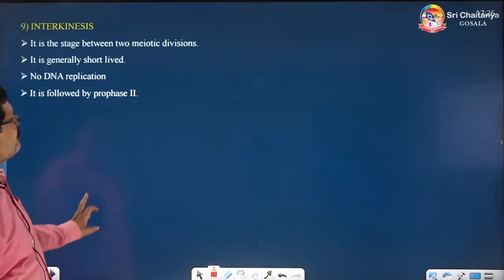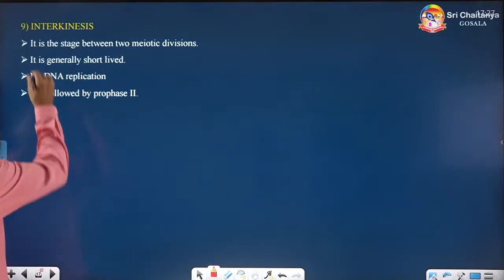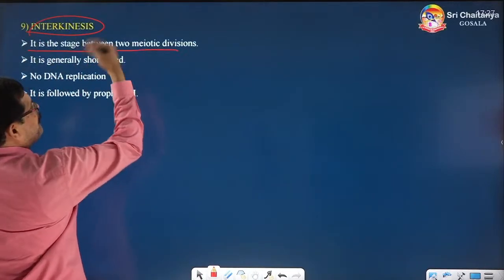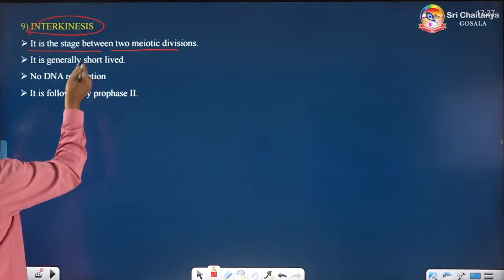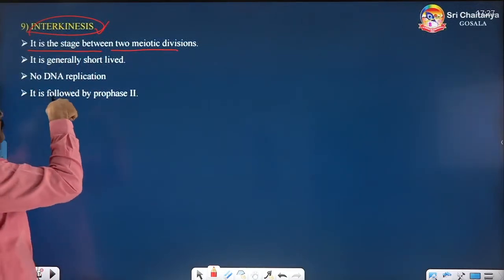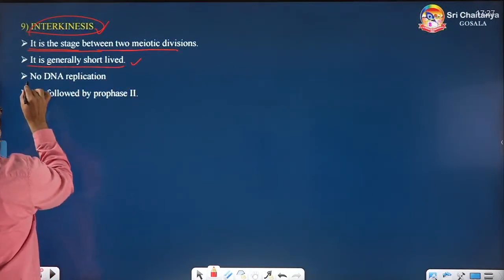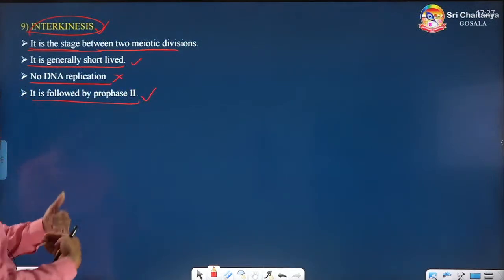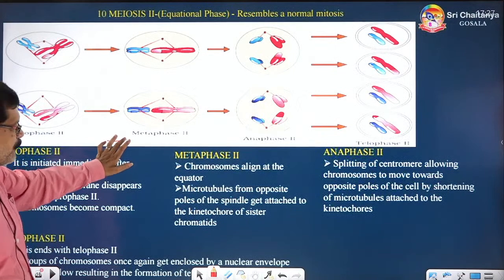Okay. What is the next one? Interkinesis. Next to that there is another stage which is called the interkinesis phase. What is this interkinesis phase? It is the stage between the two meiotic divisions, meiosis 1 and meiosis 2. Another stage which is present is called interkinesis, like interphase, this is another stage in between. It is generally short-lived, with no DNA replication. It is followed by the immediate next event, which is called prophase 2. See here, this is prophase 2 which is present there.